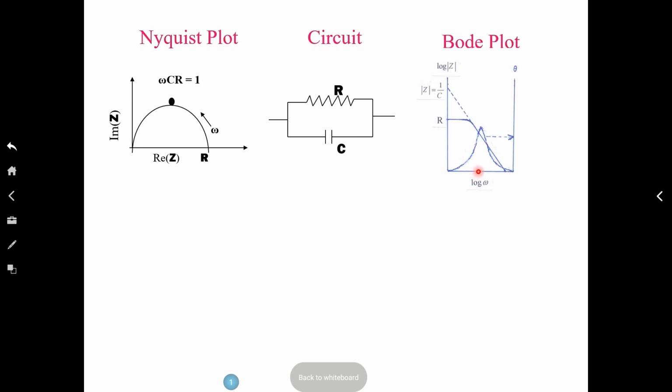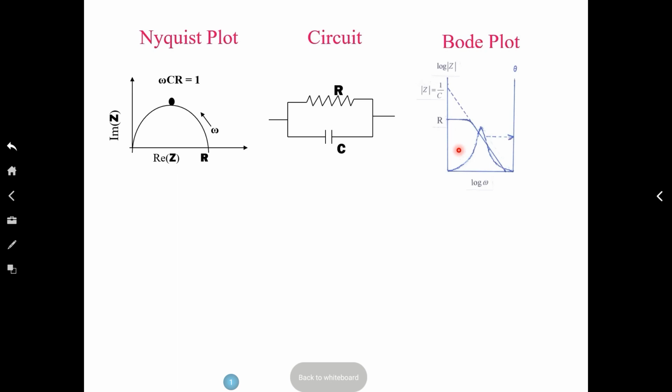And that will actually help you determine the peak frequency. And again, because of the uncertainty, you will not be able to exactly figure out what the peak frequency is. But your Bode plot will give you a much better idea what that peak frequency should be. This Nyquist plot and Bode plot should be used complementing each other.